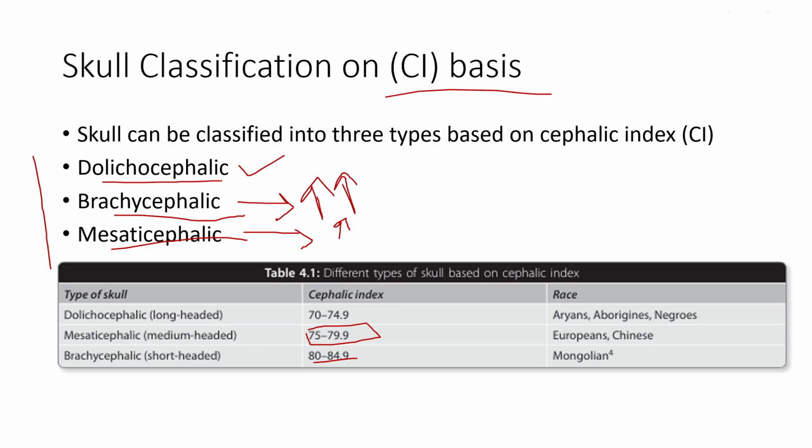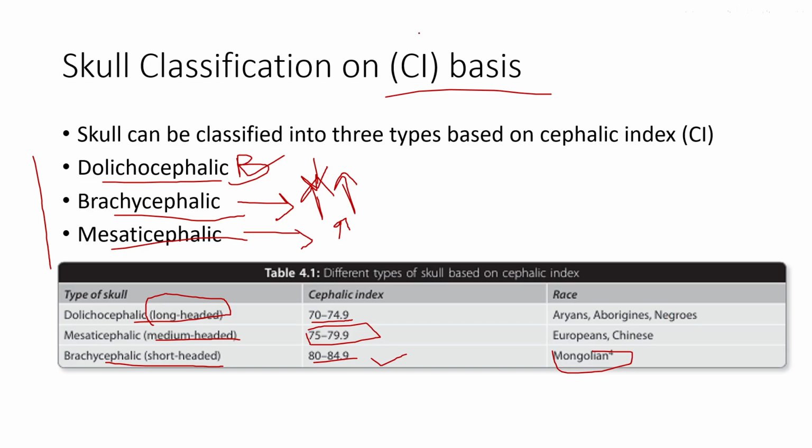And dolichocephalic are the ones with the long heads, and their cephalic index will be lesser. So do learn this paradox: they are longer, but their cephalic index is smaller. Mesocephalic have a medium head size and a normal cephalic index, and brachycephalic have short heads but a very large cephalic index. For example, Mongoloids, Europeans, and Aryans, Negroids.